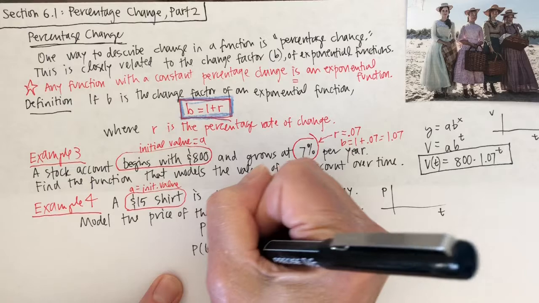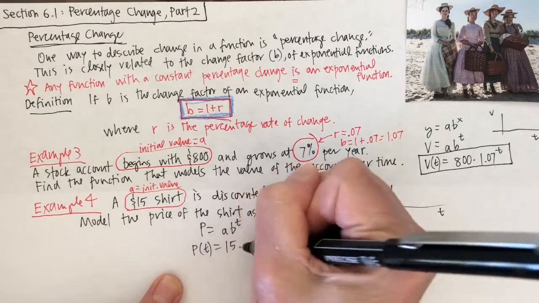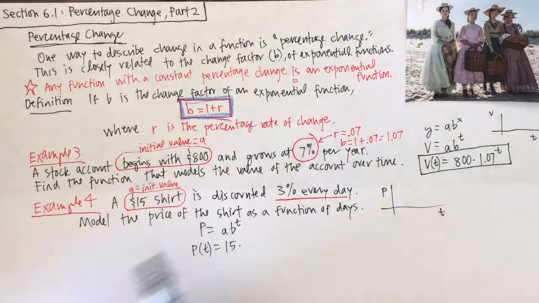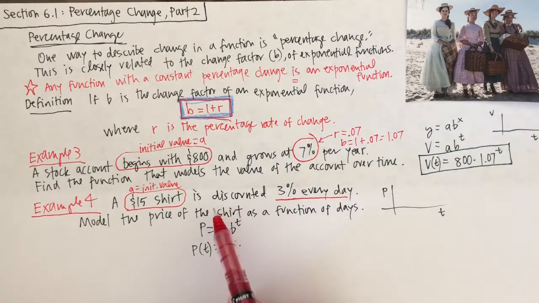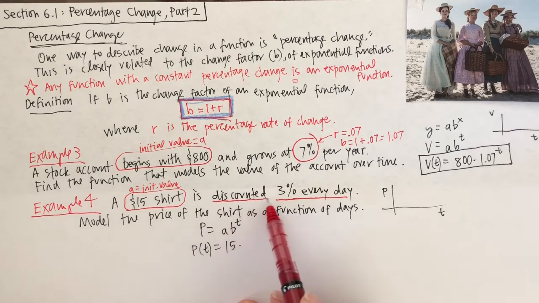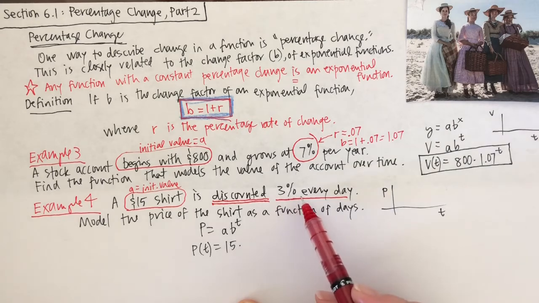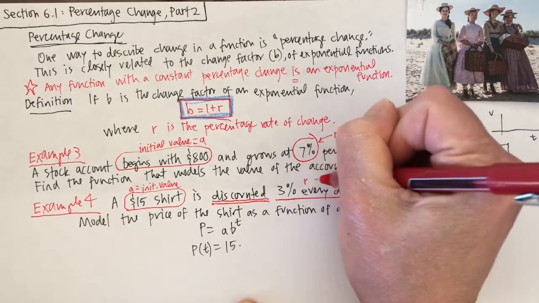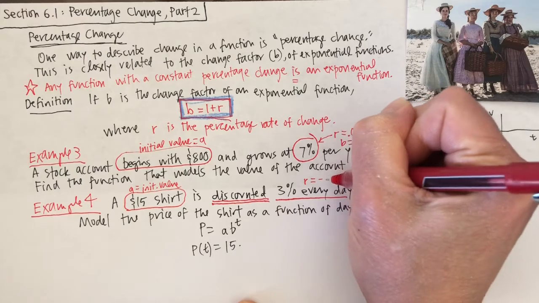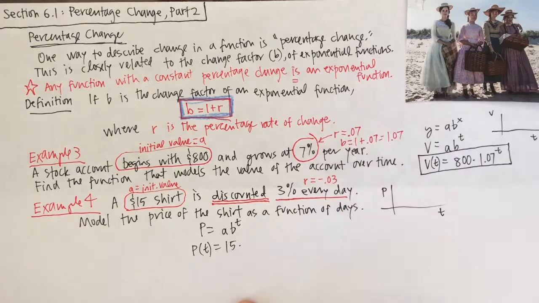It's nice, 15. Now the change factor. Okay. This is where we have to be a little bit careful because of this word right here, discounted. So is the price of the shirt growing or is it going down? It's definitely going down. We all know that just common sense wise. We know the price is coming down. It's discounted 3% every day. So this R is not 0.03, it's negative 0.03. It's going down 3% every day.